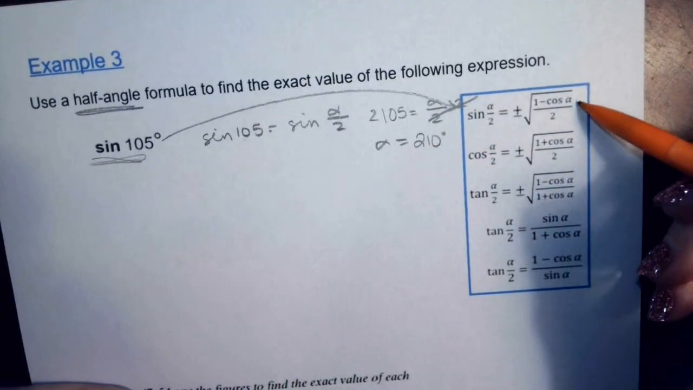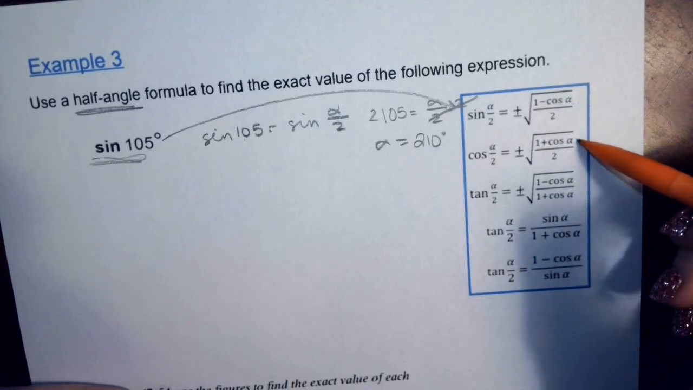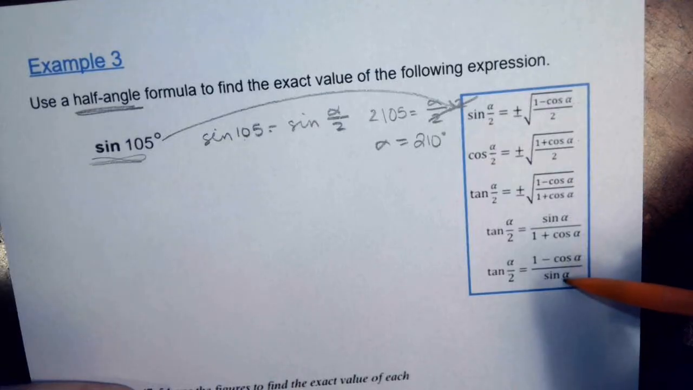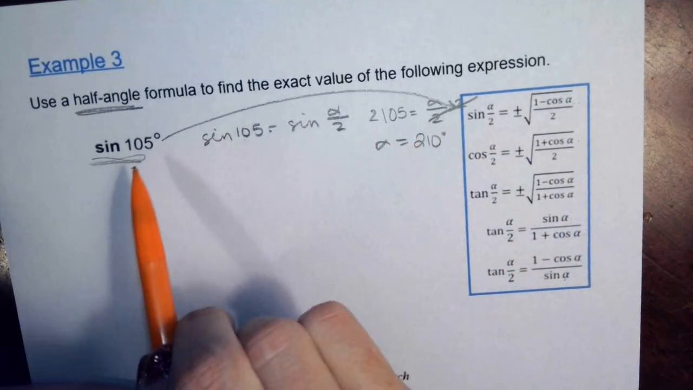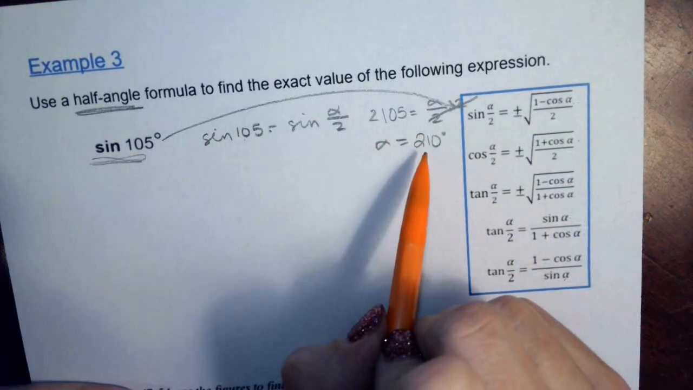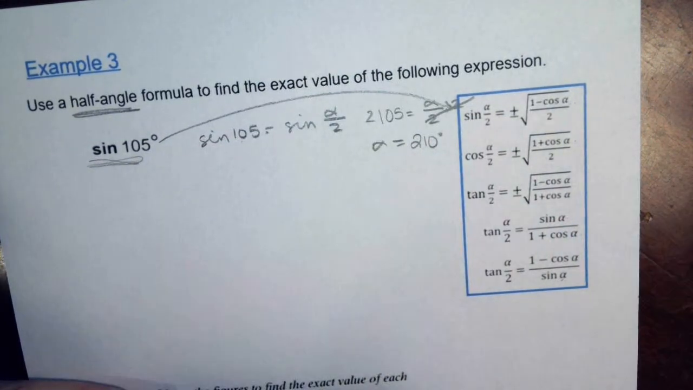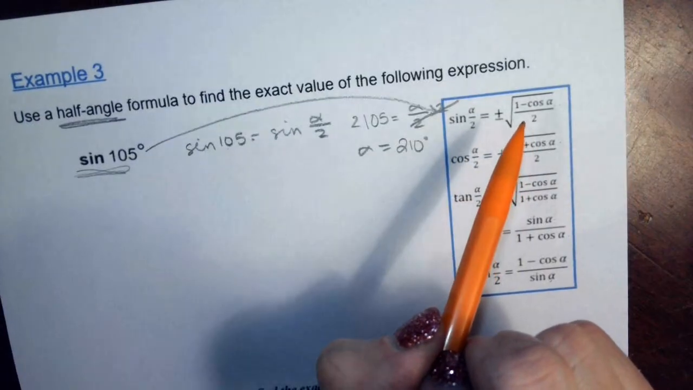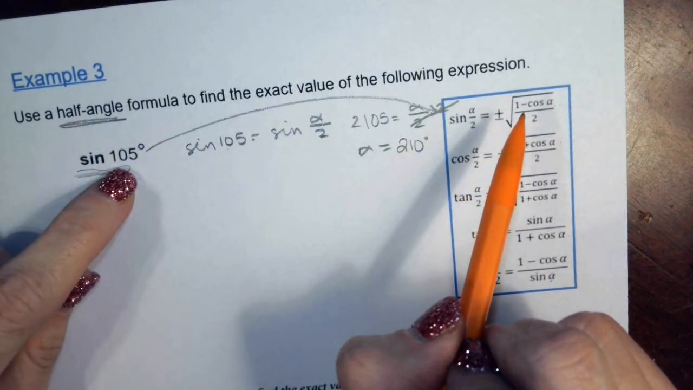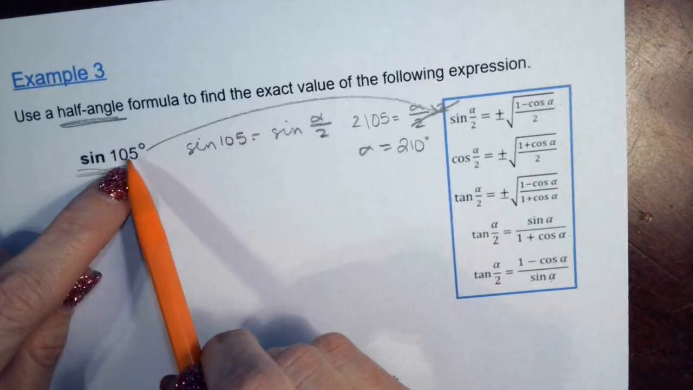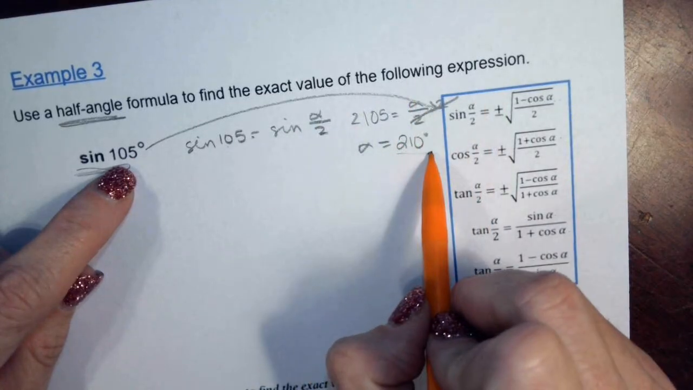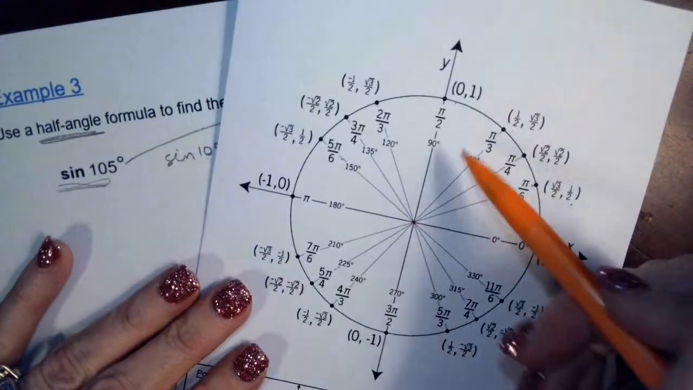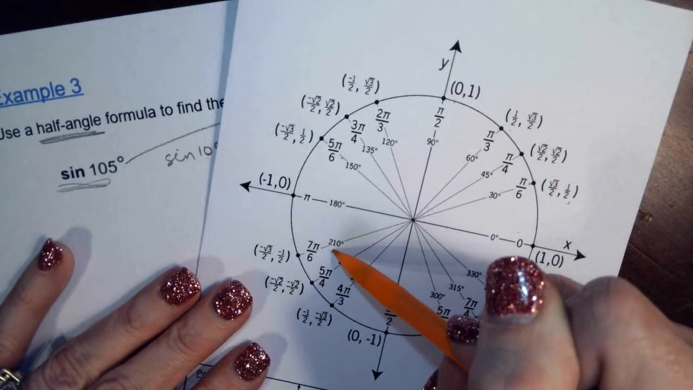Well, if you look in the formulas, we have cosine alpha, sine alpha, cosine alpha. So even though we're given the half angle, we need to find what the full angle would be. If this is 105, that's half of the angle, so the full angle is 210. And we need this because 210 is a number on our unit circle.